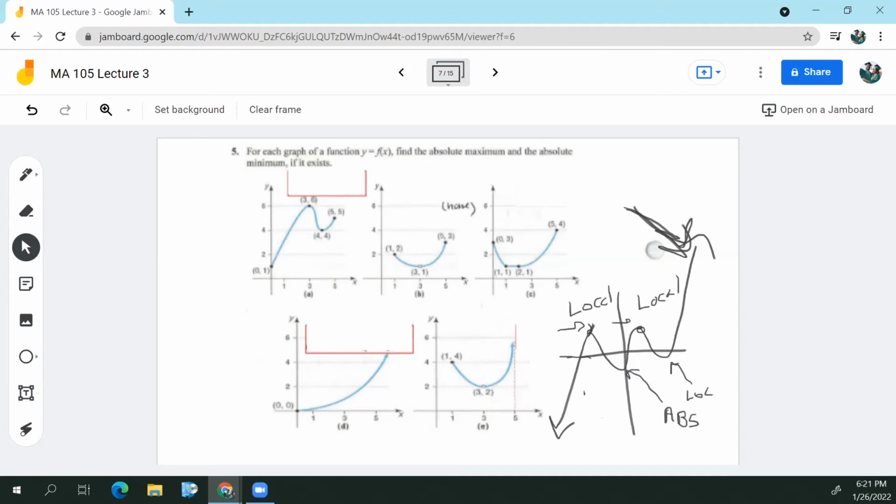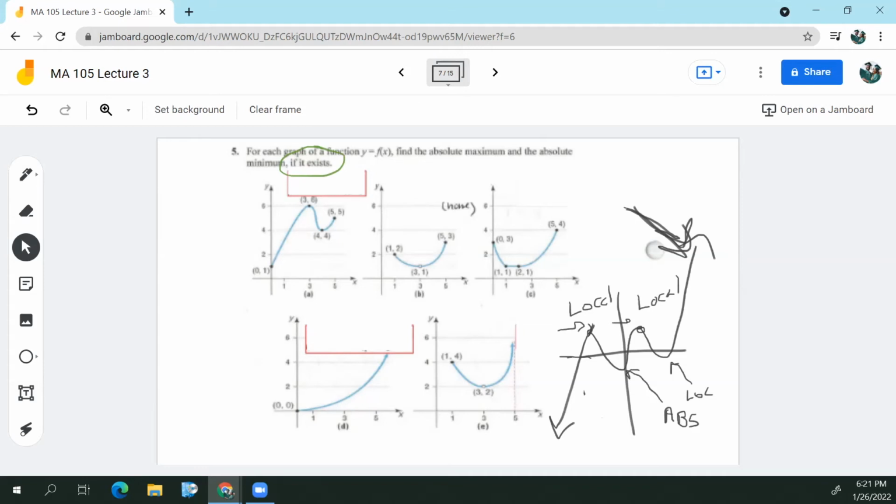Note, look at the last part of question 5. What does the last part say? It says, if it exists, because it might not. Great question. Oh, I love this class. Y'all be asking good questions. All right, anybody else?